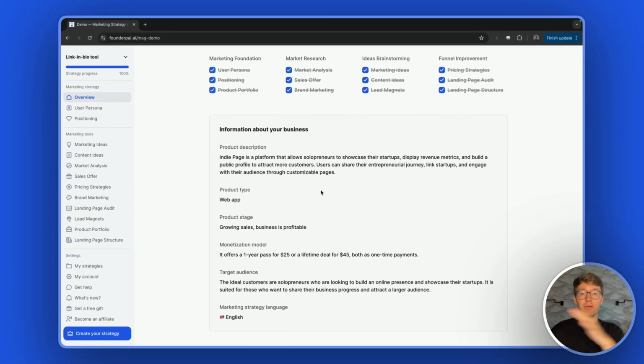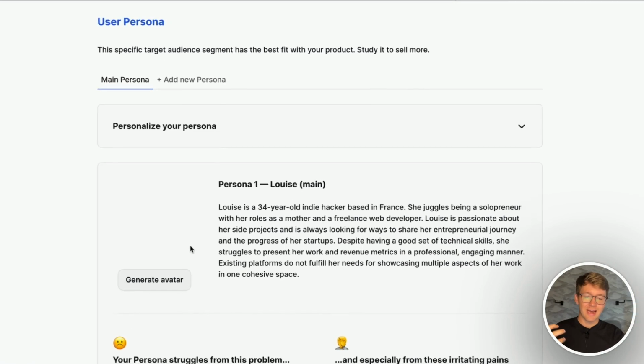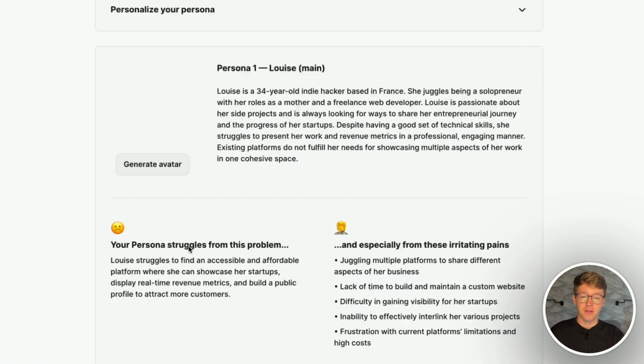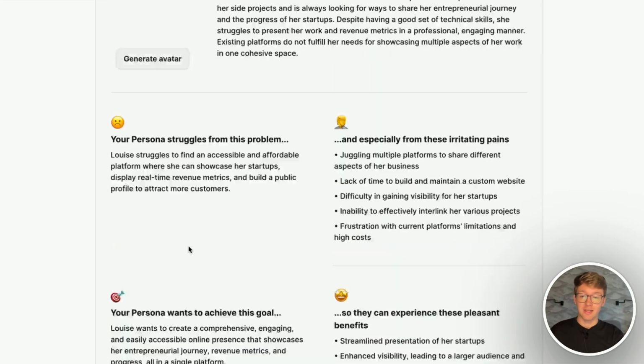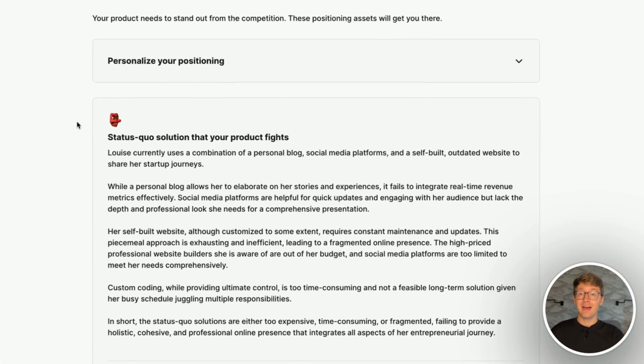So let's start with the foundation. What is the most important? Obviously, it's our ideal customer and our positioning. So we get a persona description, who is our ideal customer, what's going on in their heads, and this is information that will be used in our marketing later on. So the next one is positioning. Positioning basically connects our ideal customer with our product. How can we sell our product with unique value proposition, and how can we make it as authentic as possible? So this is the foundation.